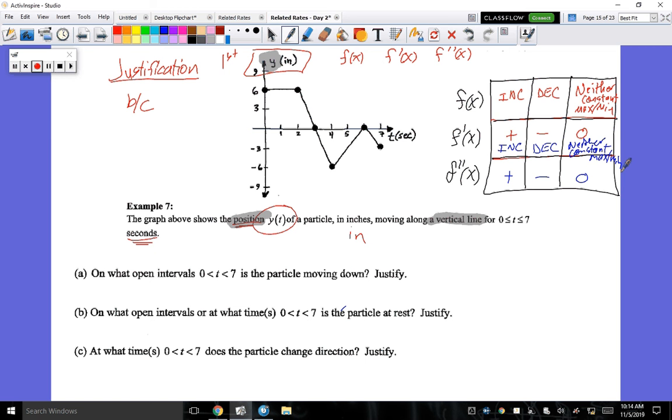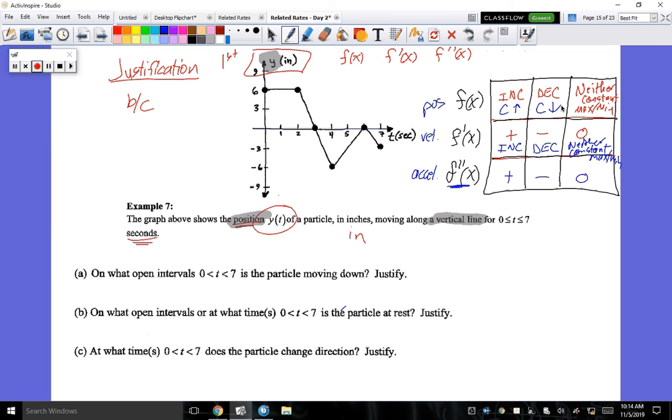The last thing that I want to make sure that you understand is this is position, this is velocity, this is acceleration. And the relationship that occurs between f double prime and f of x is that if f double prime is positive, this is concave up. And concave up means it's part of a smile. If f double prime is negative, then it's concave down.